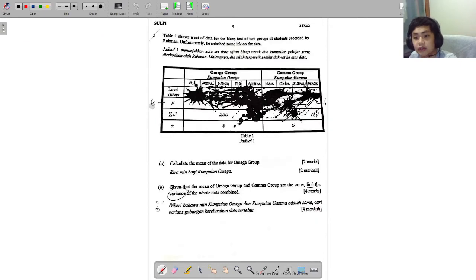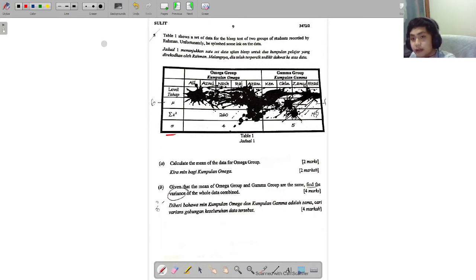So question 5, calculate the mean. Table 1 shows a set of data for bleep tests recorded by Raman. Unfortunately, he splashed some ink on the data. He literally poured the ink, I would say, not really splashed. So calculate the mean of the data for omega group. They provided some values here.